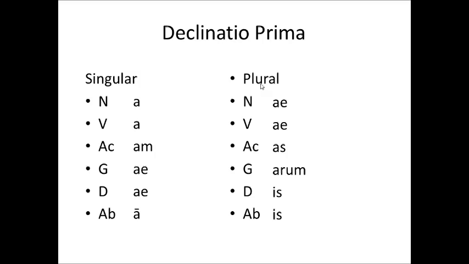So, am, ae, as, arum, is, is. It flows fairly well. Please note this is the British way of putting cases. In the United States, the order is slightly different, and so the way that you would memorize the cases is also different.